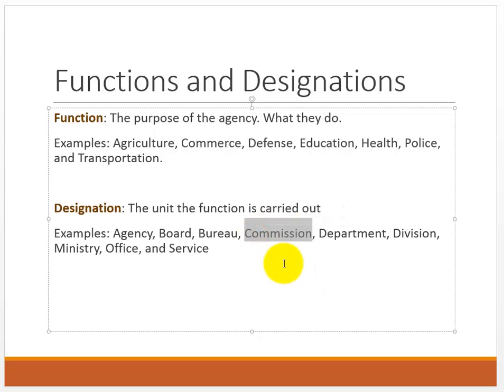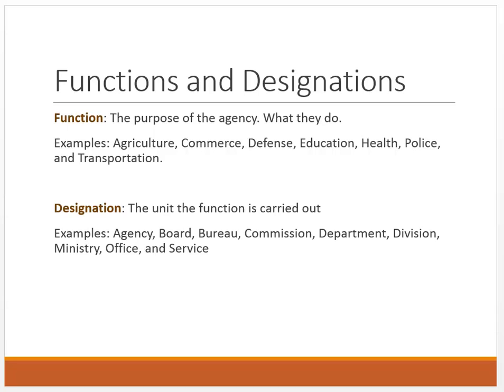Let's see, I think there's a bunch of commissions at the federal level, like the Federal Communications Commission, or a bureau, like the Bureau of Investigation, Federal Bureau of Investigation, Board of Education, agencies, the number of agencies. Okay, so I think that's fairly straightforward and self-explanatory.